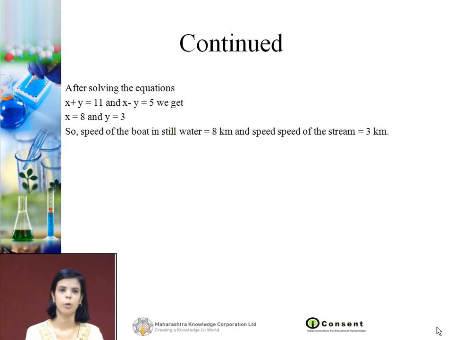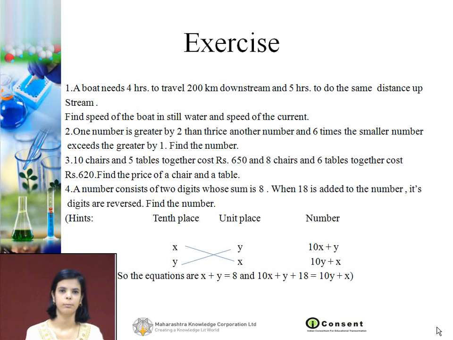After solving the equations, x plus y is equal to 11 and x minus y is equal to 5, we get x is equal to 8 and y is equal to 3. So the speed of the boat in still water is equal to 8 km and speed of the stream is equal to 3 km. Here are some exercises.